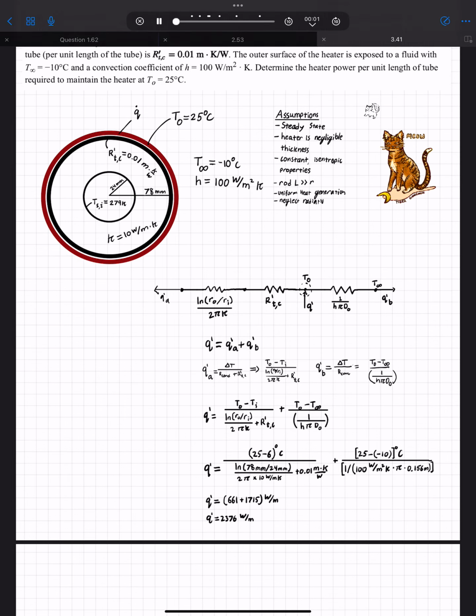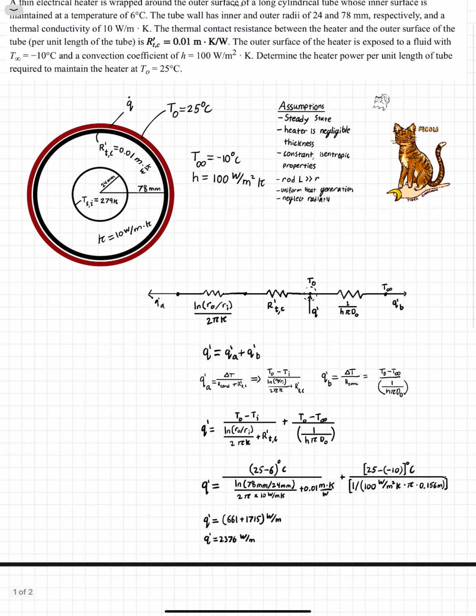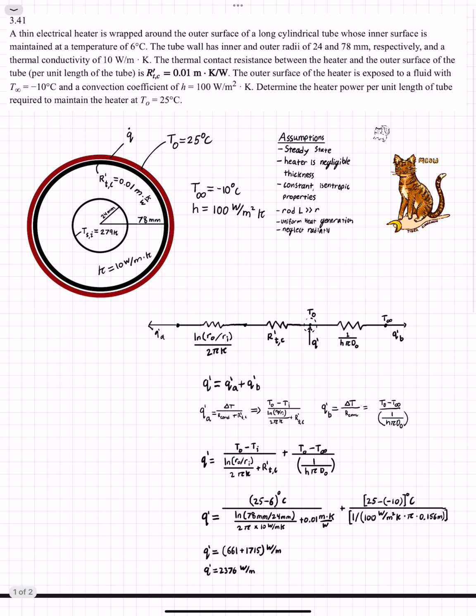This is Mason Haggerty with question 41 from Chapter 3 of Fundamentals of Heat and Mass Transfer, 8th edition by Bergman. So this question says, a thin electrical heater is wrapped around the outer surface of a long cylindrical tube whose inner surface is maintained at a temperature of 6 degrees Celsius.